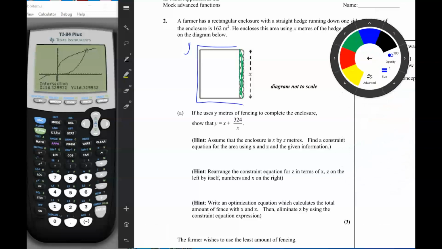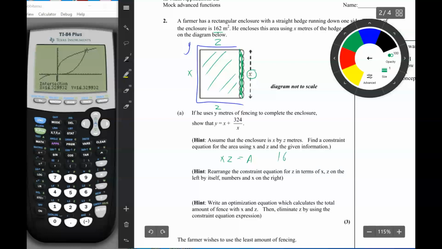Assuming that the enclosure is X by Z meters, find a constraint equation for the area using X and Z and the given information. Well, if this is X, then this must be X also, right? This must be the other dimension, Z. So if I was to find the area here, that would be the length times the width, so it would be X times Z. So X times Z equals area. And we know that the area is 162. So we can rewrite this as 162 equals X times Z.